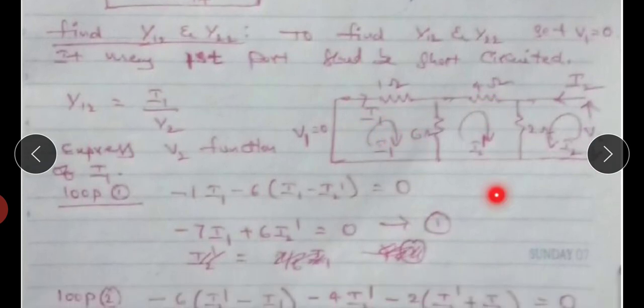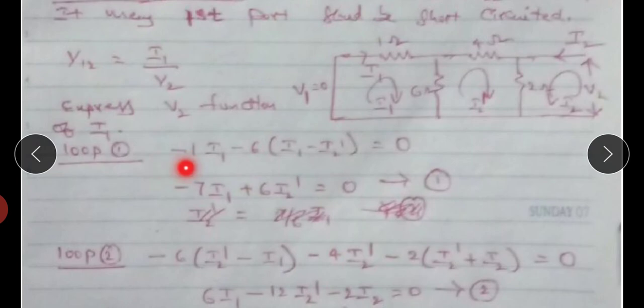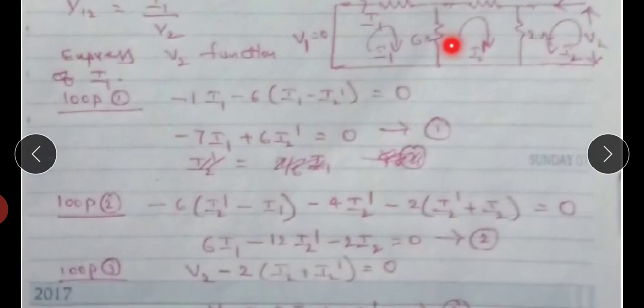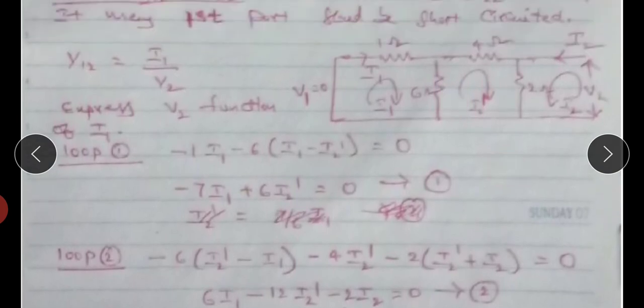So first, loop 1 equation. Minus 1 into I1 minus 6 into I1 minus I2 dash equals 0. Here in the 6 ohm resistor, I1 current is flowing in the downward direction, I2 dash current flowing in the upward direction. So minus 6 into I1 minus I2 dash equals 0. So the equation is minus 7 into I1 plus 6 into I2 dash equals 0. This is equation number 1.